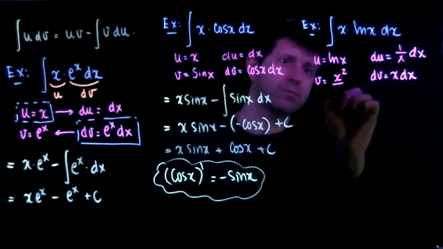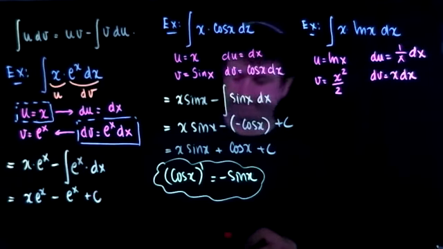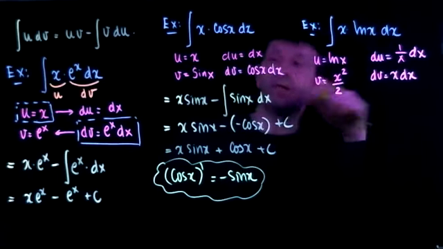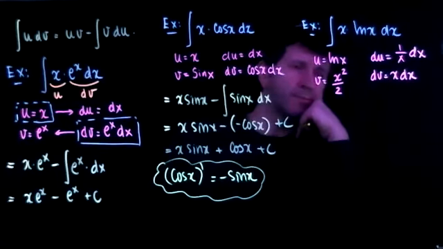x squared over 2, right? That's how you find v from dv. Are there any questions so far on the setup?